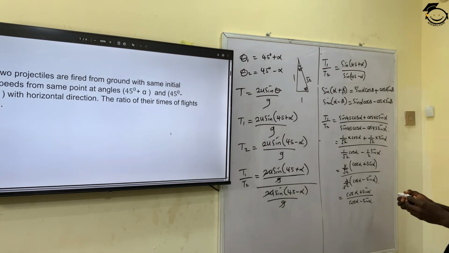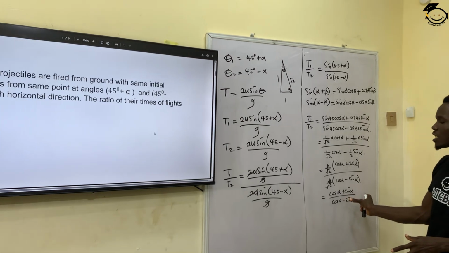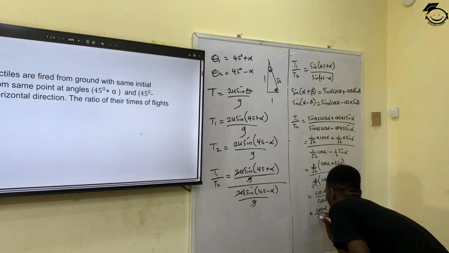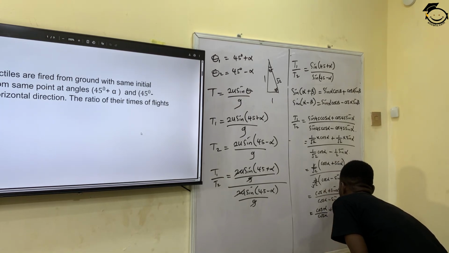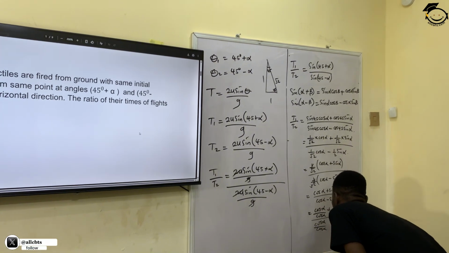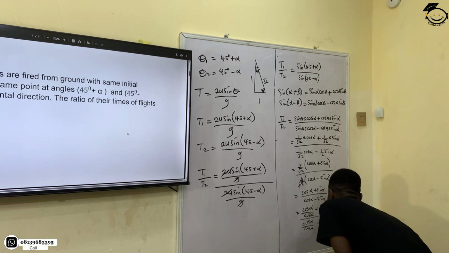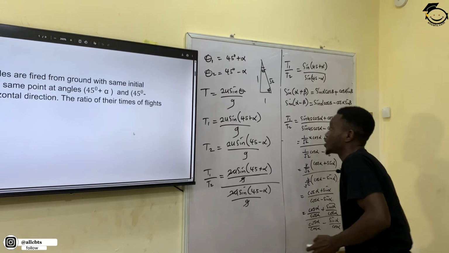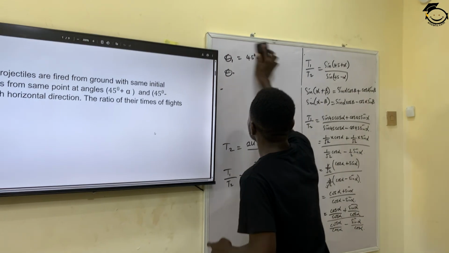So looking at this question, we are asked to find the ratio of their time of flight. Looking at this, you can further simplify it to give you cos alpha over cos alpha plus sine alpha over cos alpha, divided by cos alpha over cos alpha minus sine alpha over cos alpha. And at the end of the day, what I'll be having will look something like this.